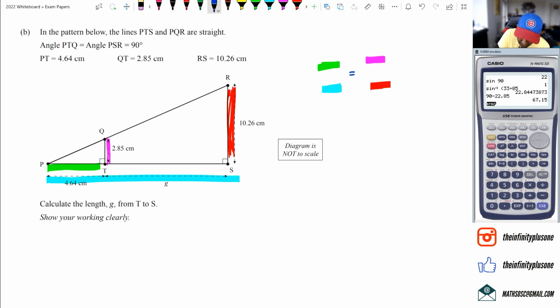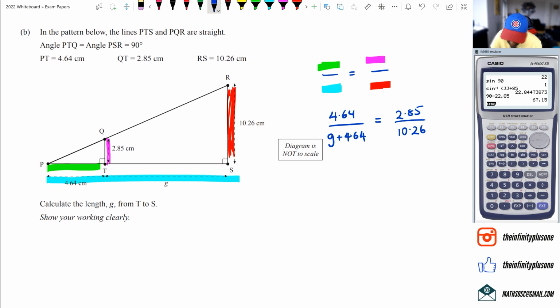So imagine it like this. That is all you need to know for similar triangles, because once you get that concept, then it's basically just learning how to rearrange, or even better, if you don't know how to rearrange, you can use your graphics calculator for that. Now I'm going to show you guys both methods here. So the green part is worth 4.64 divided by the blue, which happens to be G plus 4.64, equals the purple, which is 2.85 divided by red, which happens to be 10.26.